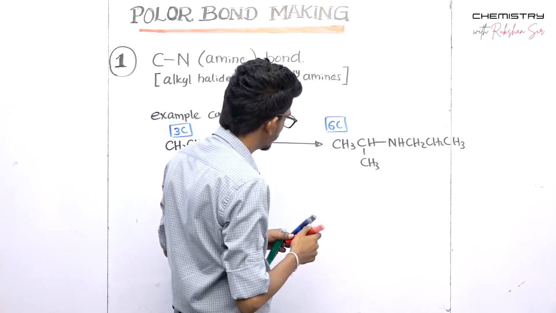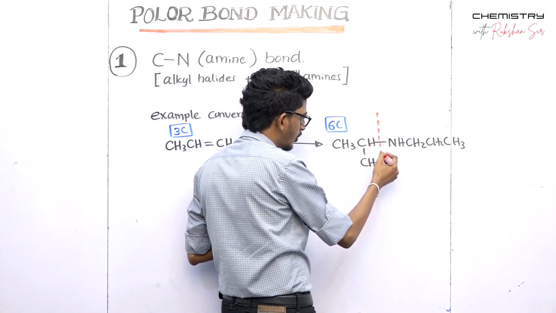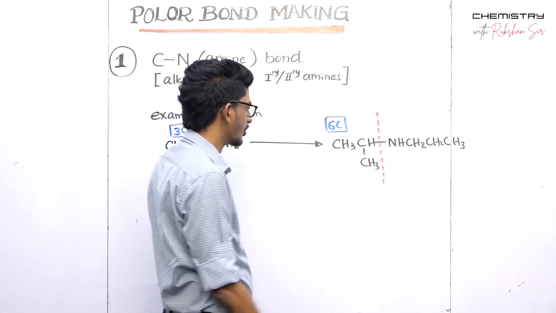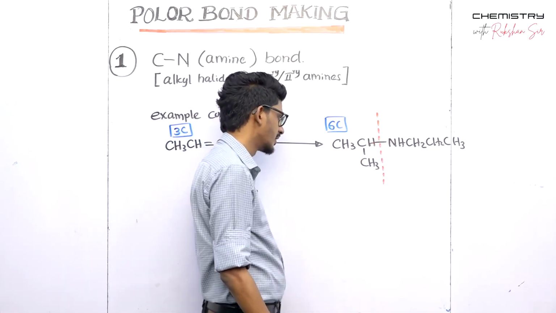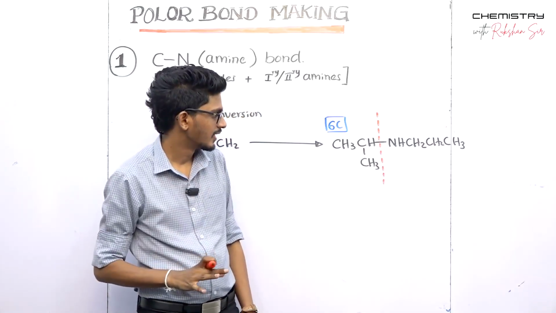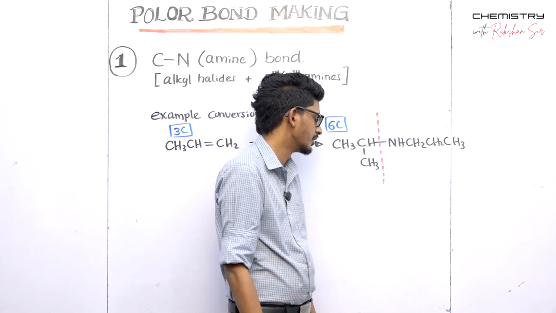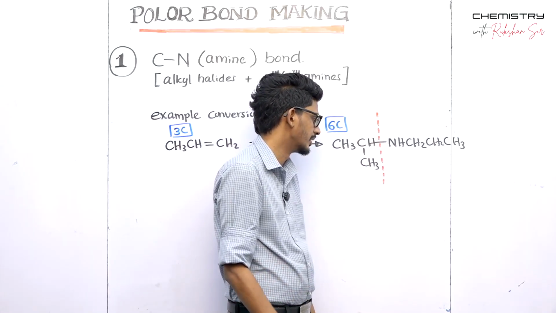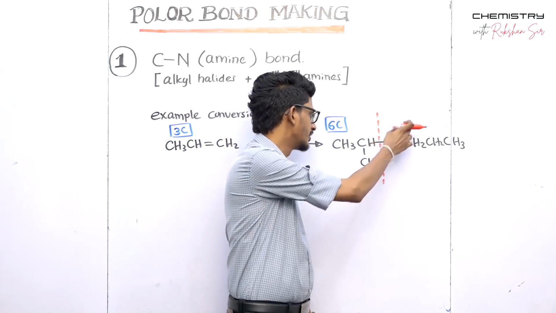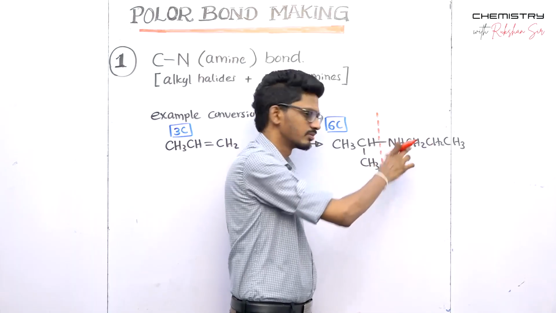So what you need to do is just break from the polar bond. Always break from the polar bond. If you see any kind of polar bond appearing, always break from that. Don't try to break from any other bond, right? So you can break from this bond as well as this bond, no worries. Here it is also NH, no worries. Both can be done, right?